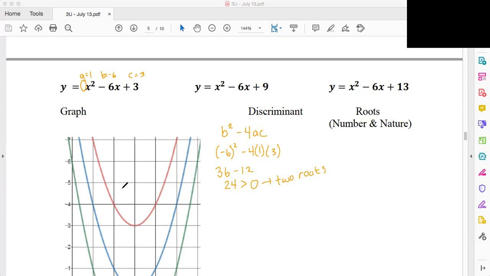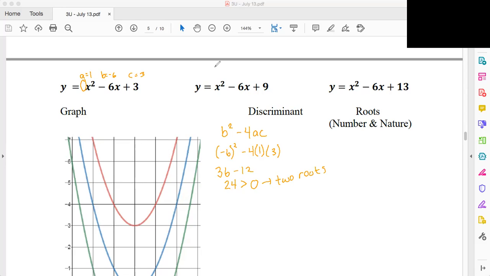Okay, and if we look at the graphs, I'd have to go down a bit, but there are graphs for each of these. So the graph that we're looking at would be our green one here, and that one has 2 roots.